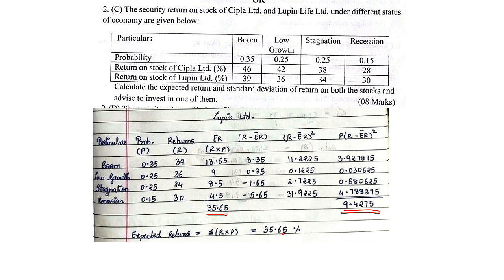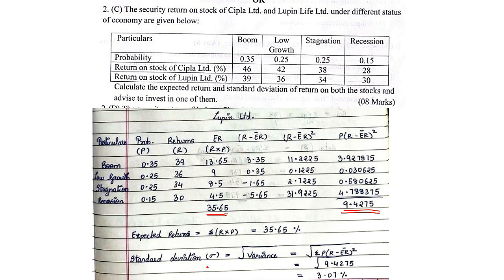The expected return is 35.6. I remember for Cipla it was 40 point something. So based on expected return, Cipla Limited is much better. And when we calculate the standard deviation, that is the root of 9.4275, it comes to 3.07.